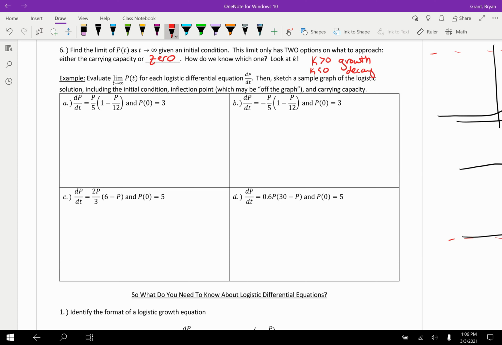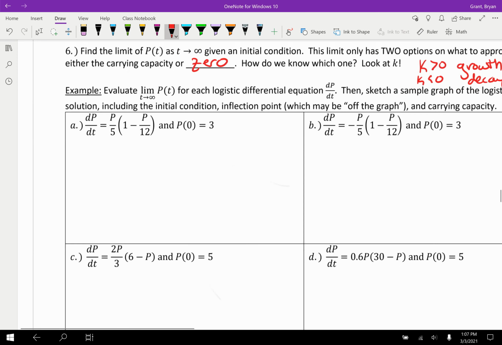So, evaluate the limit as t approaches infinity of p of t for each logistic differential equation, then sketch a sample graph including the initial condition, inflection point, which may be off the graph, we'll talk about that, and carrying capacity. Now, in my solutions that are posted on Teams, I derived the actual original equation and graphed that. So my graphs on Teams are absolutely exactly what they should look like. Ours don't have to be perfect. You're never asked to draw something like this. I just think it's good practice to get a really full understanding of this problem. So let's rock and roll.